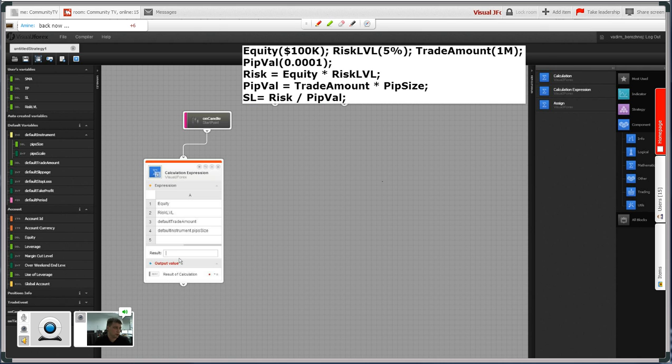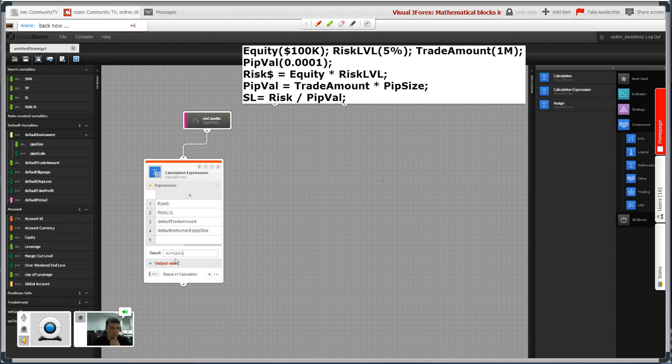First action, we calculate our risk in dollars. I will set here risk in dollars. B field A1 multiply risk level A2. Then we divide all this variable by pip value, so it would be divided by trade amount A3.